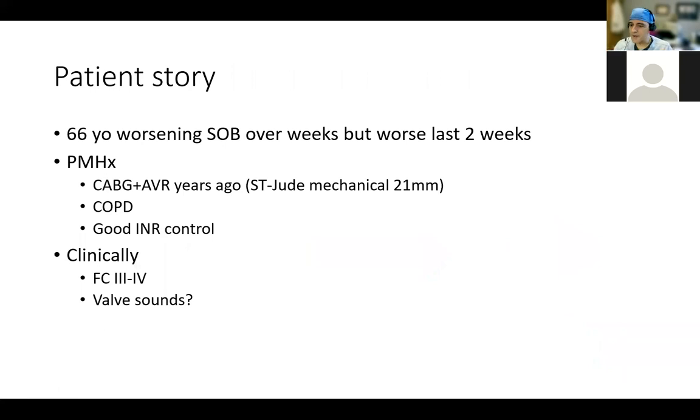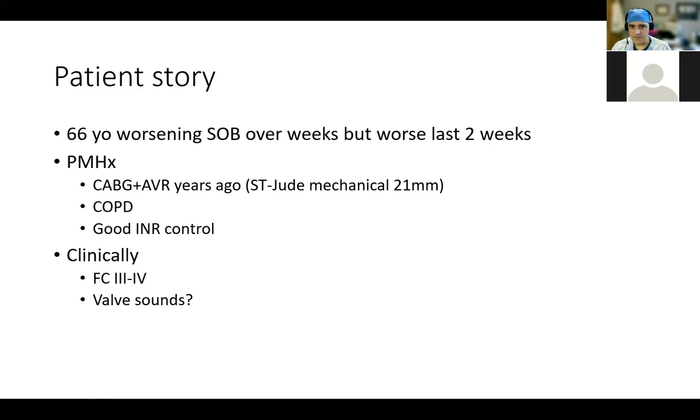So, the patient story. I thought I'd illustrate a patient and then go through some investigations and the things that we've done to try to get us there, and it will illustrate many of the points I want to make. So, a mid-60s person with worsening shortness of breath over weeks, but particularly bad over a 2-week period. Past medical history: previous coronary revascularization and aortic valve replacement many years ago, let's say around 10 years or so. I don't want to be too specific, obviously.